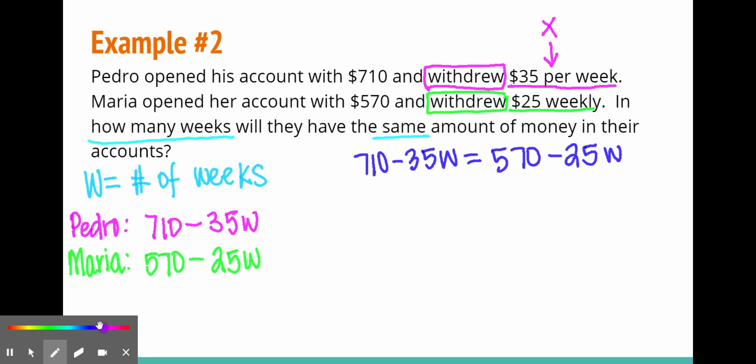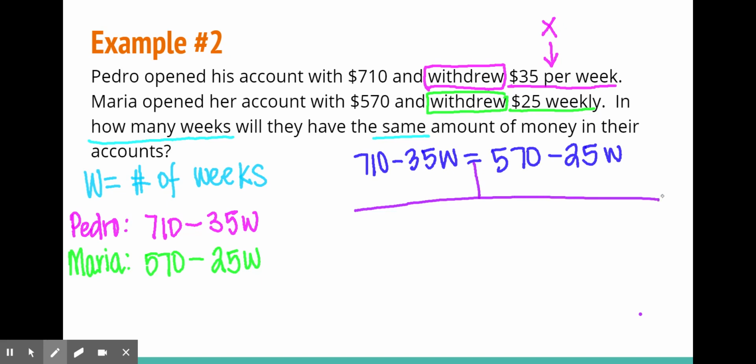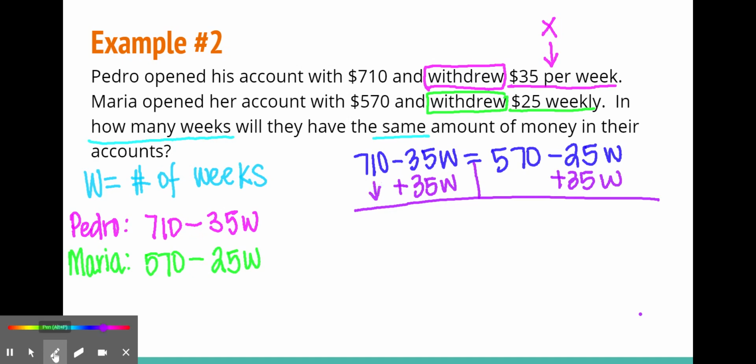So the first thing I want to do is draw a line down the equal sign to remind myself that whatever I do on one side, I have to do on the other. And I want to go ahead and move the smaller variable to the opposite side. Negative 35W is smaller than negative 25W. So I'm going to get rid of that negative 35W by adding 35W to both sides. You always want to do the opposite. When I do that, 710 is untouched, so I just bring that back down.